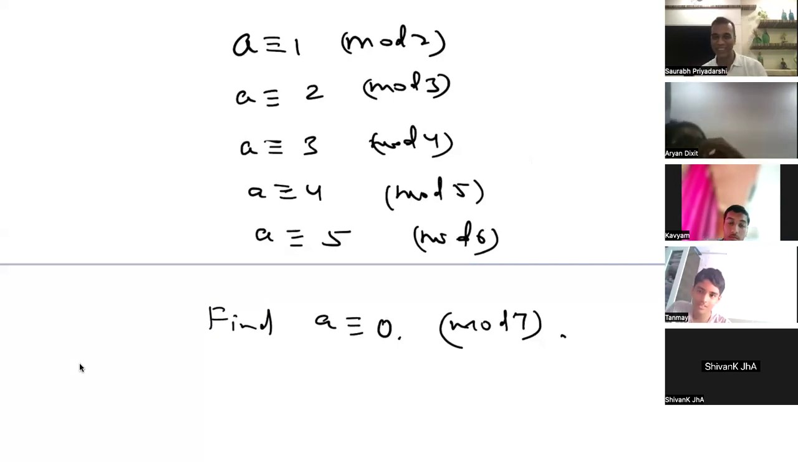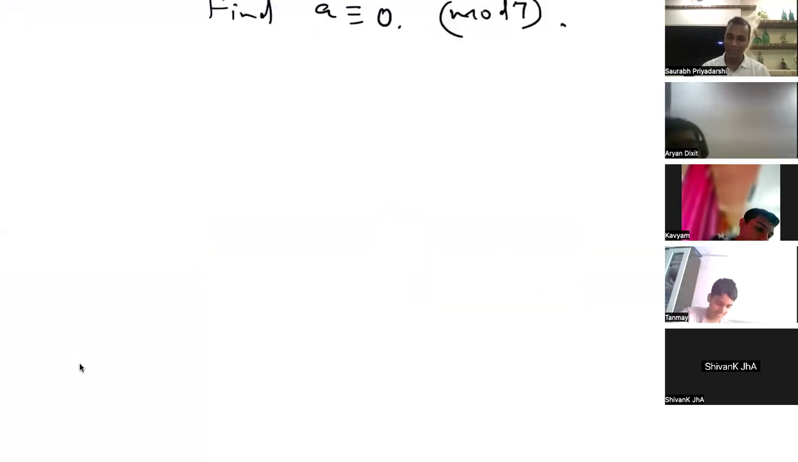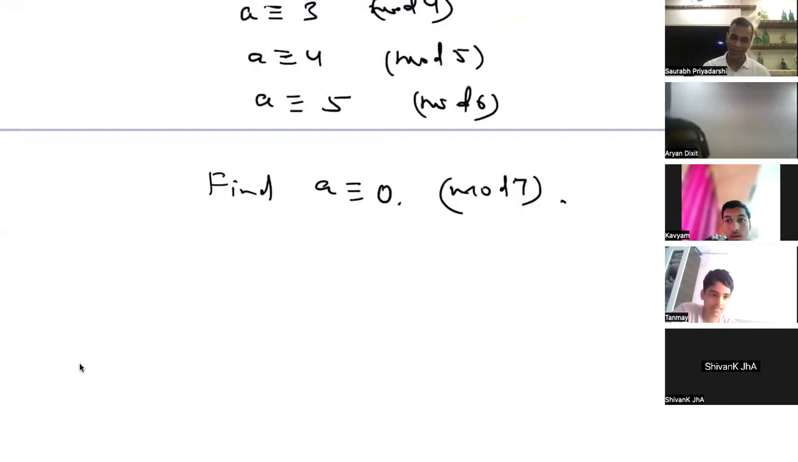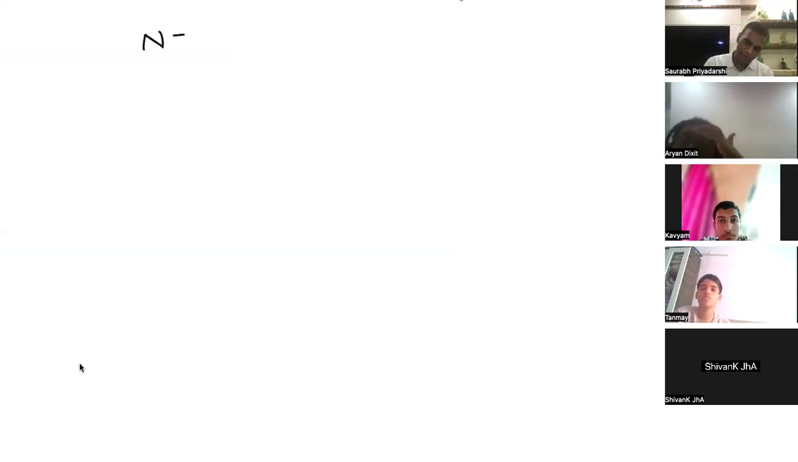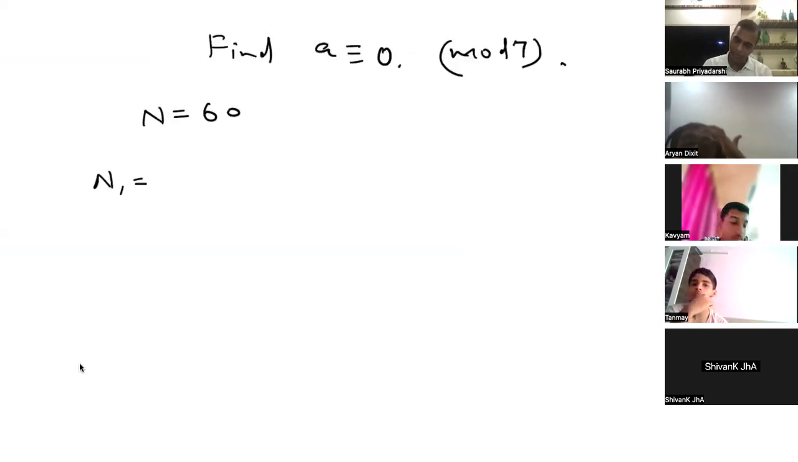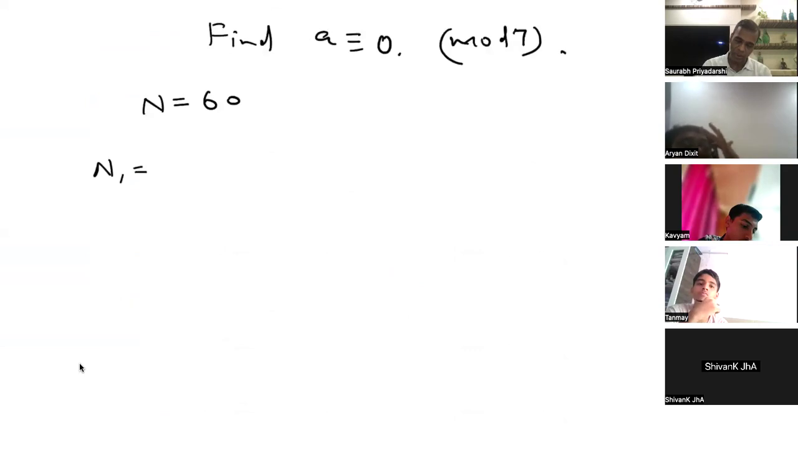See, there is a process, right? That's called the Chinese remainder theorem. The process is right when we have to find mod 2, 3, 4, 5, 6. So first I have to take the number N. N is the LCM of 2, 3, 4, 5, 6. So the number can be 60, so N is equal to 60. N1 means when we divide this by 2, so what are you getting? 30.